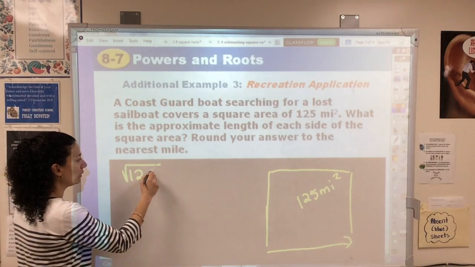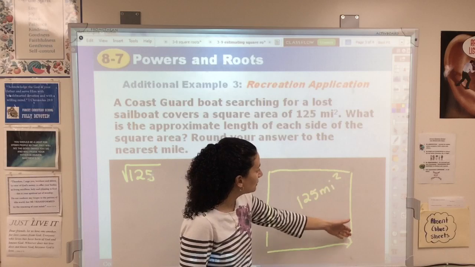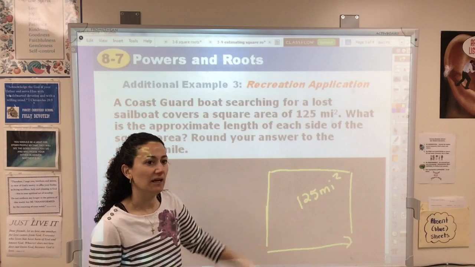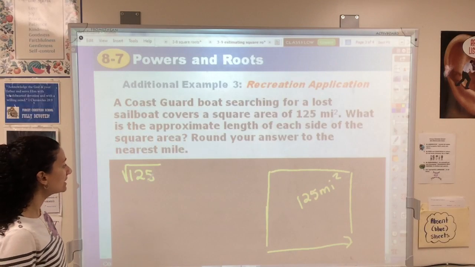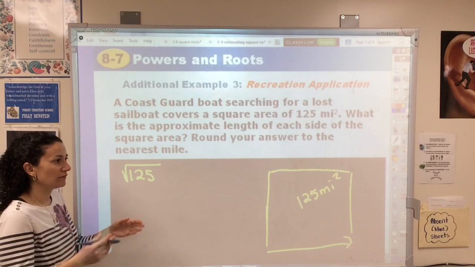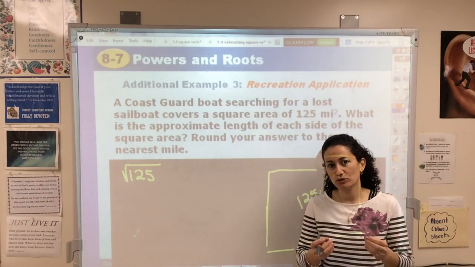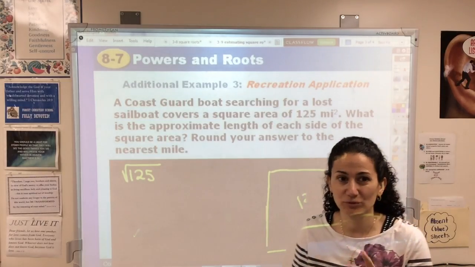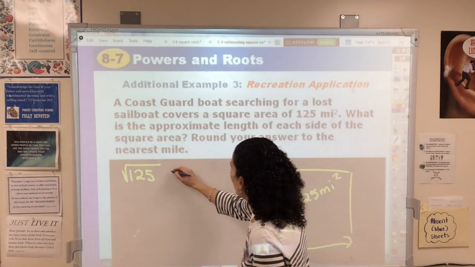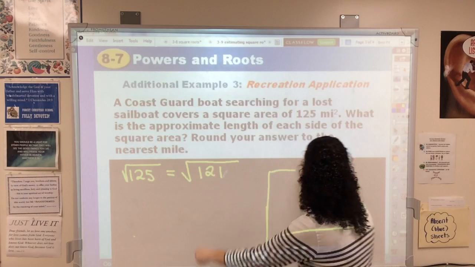So we need to find what times what will give us 125. As the captain of that boat, how far do I need to travel in one direction, and then in the other direction, to make sure I'm covering that 125 square miles? So I'm going to have to try to find the square root of 125. Now, if you think of your perfect squares, your list, your times tables, there is no number that you multiply by itself to get 125. However, there's one really close, 121. 125 is really close to the perfect square of 121.